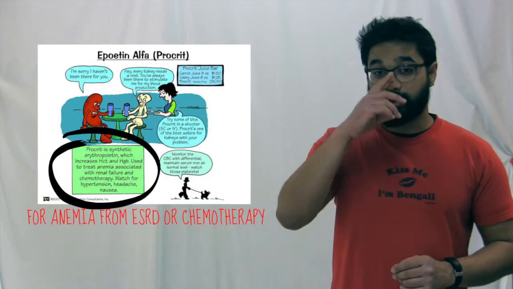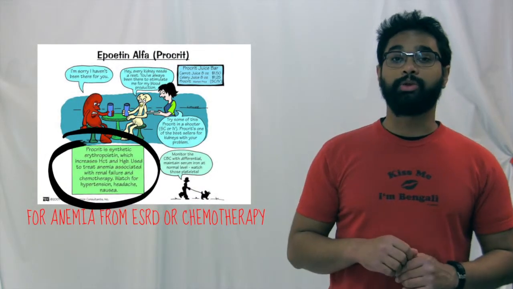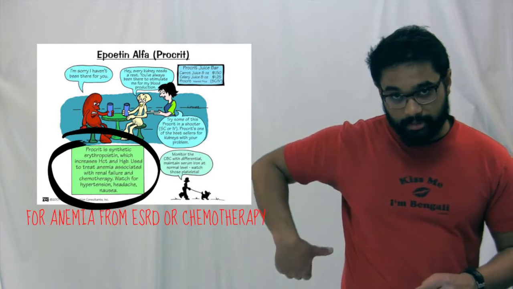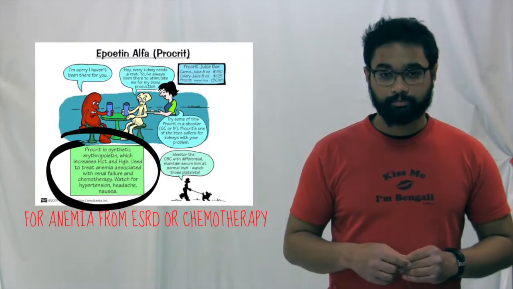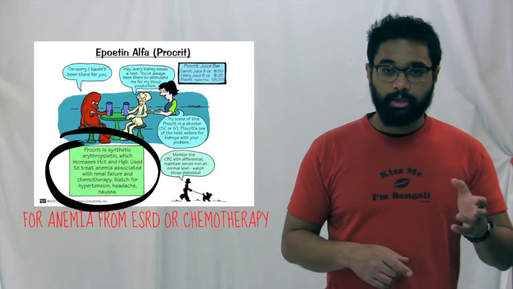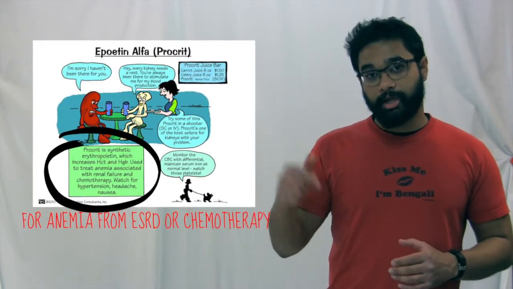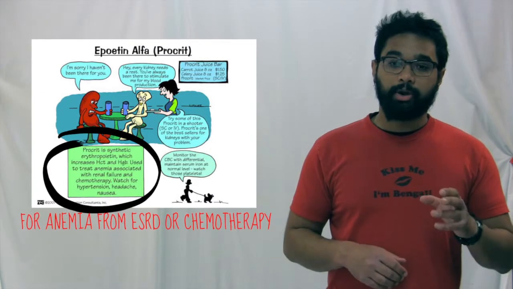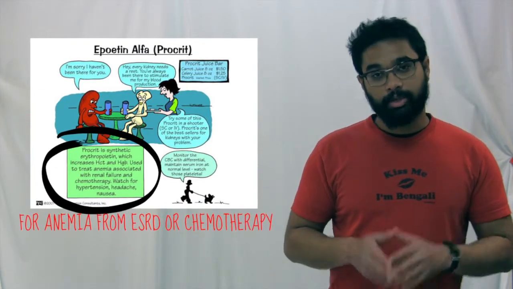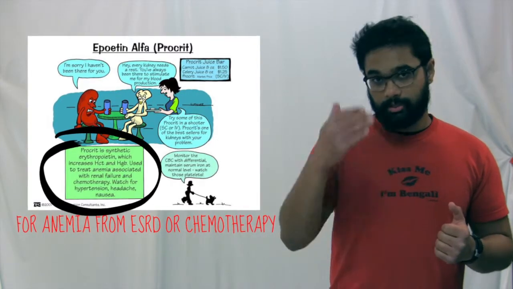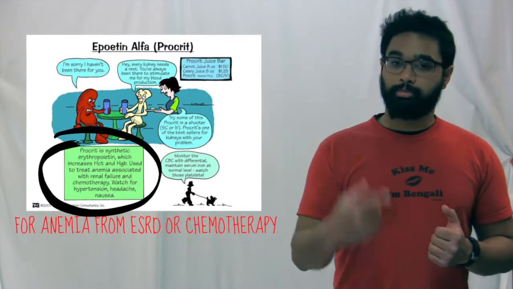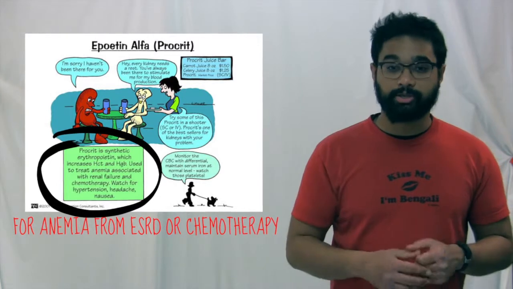Epogen, or epoetin alpha, is a synthetic form of erythropoietin. You know, the stuff that's made in your kidneys to increase the red blood cells. So it acts about the same way. It stimulates the red blood cell production in your bone marrow. The important thing to monitor is your patient's BP, because as you increase the red blood cells in the patient's body, you increase the blood volume, which in turn causes hypertension.